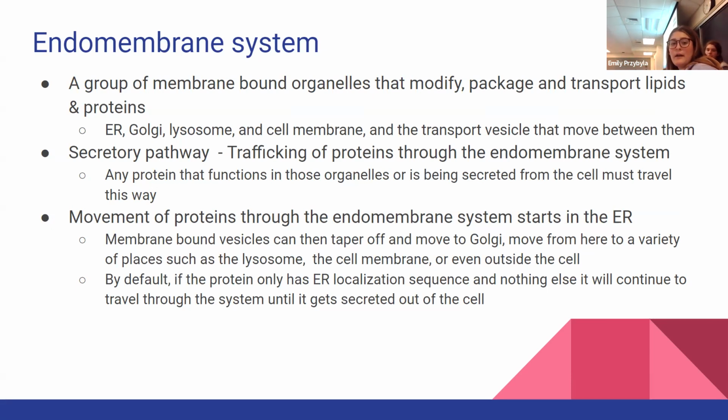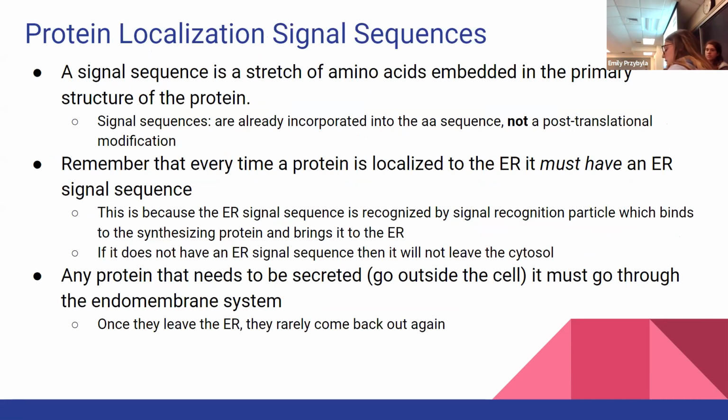So now we're looking specifically at protein localization signal sequences. These determine where proteins are trafficked after they have been folded into their tertiary structure, or not sometimes, but they determine in general where proteins are being trafficked to. So these signal sequences are essentially just a stretch of amino acids that are embedded in the primary structure of the protein. It's part of the polypeptide chain. It's not something that's added to the protein after it's been transcribed. So it's made by the ribosome. And the string of amino acids is like a unique address that tells the protein where it needs to go.